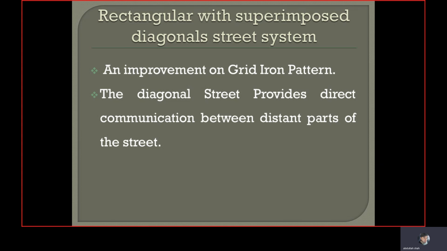Rectangular with superimposed diagonal street system. This street pattern is an improved form of the rectangular street system by provision of diagonal streets. The diagonal streets serve as direct communication between faraway parts of the streets. The streets in this pattern are wide. The squares, circles, and other open spaces at the junctions of the streets are used as sites for green belts, fountains, and monuments.